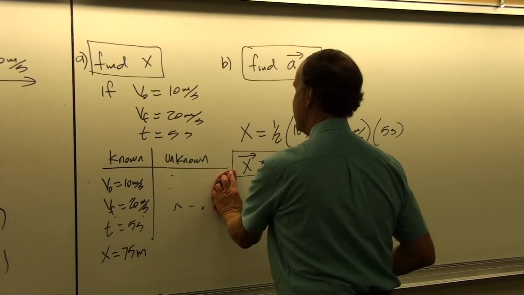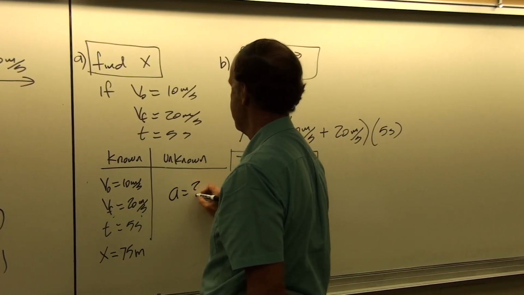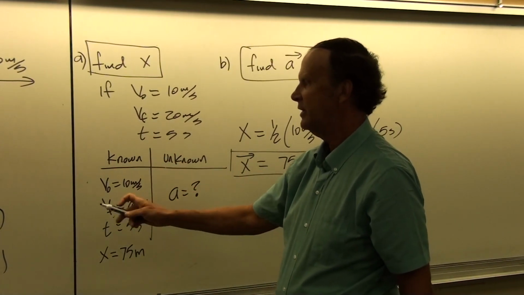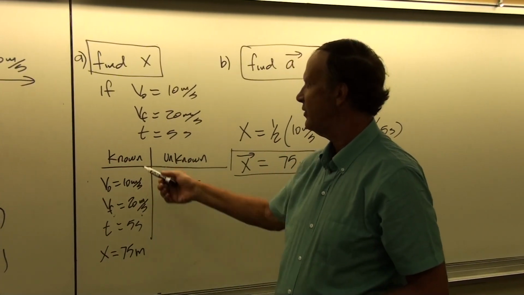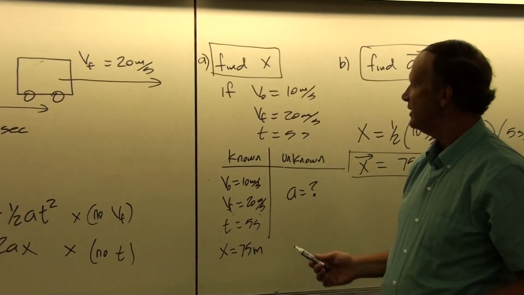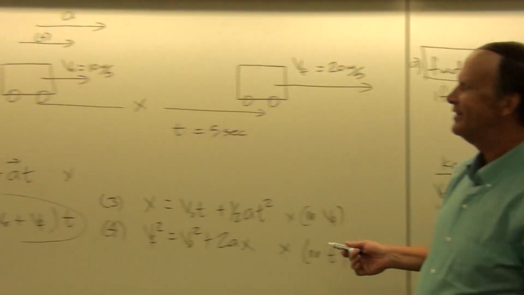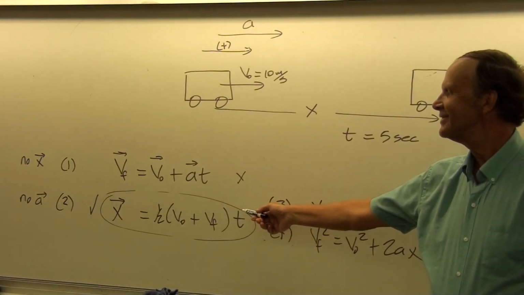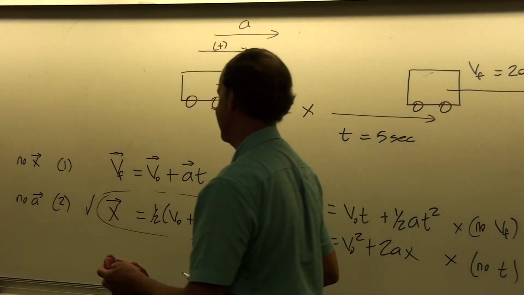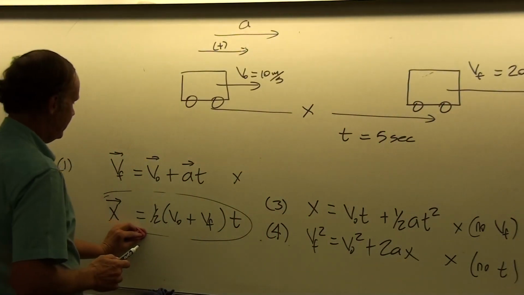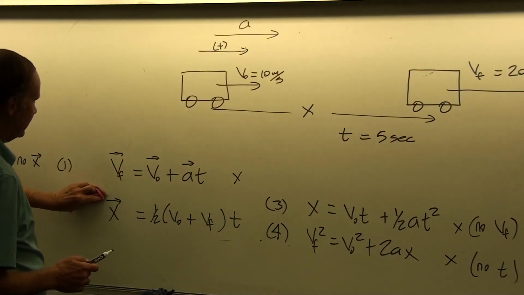And then we can use whatever equation we want to solve for A, because now we know 4 out of 5. Okay, when you know 3 out of 5, then you've got to go through and figure out which equation to use. But when you know 4 out of 5, you can choose any equation you want as long as it's got A in it. So, interestingly, the only one that we can't use is equation 2, which we used for part A, because that one doesn't have the acceleration in it.